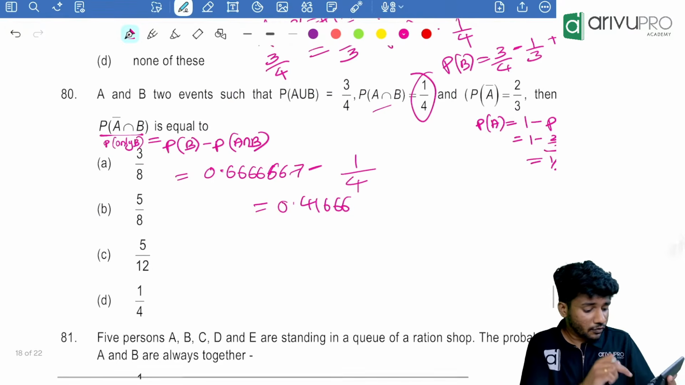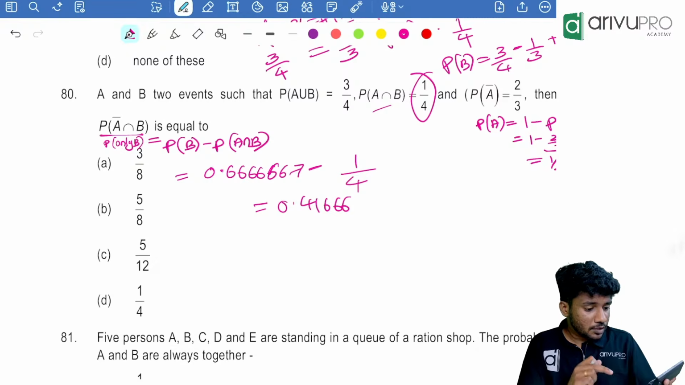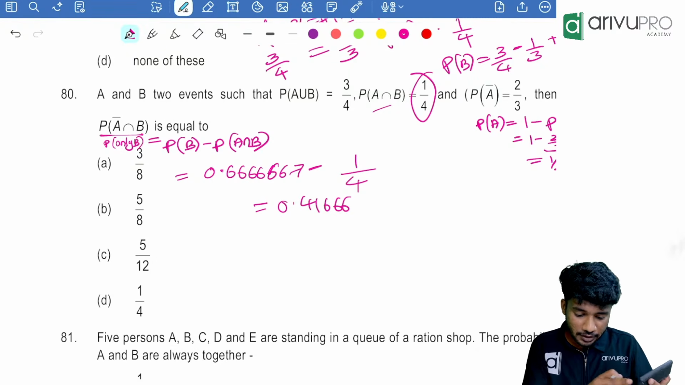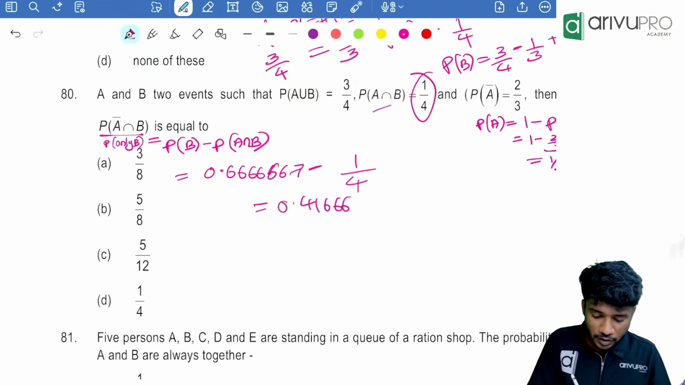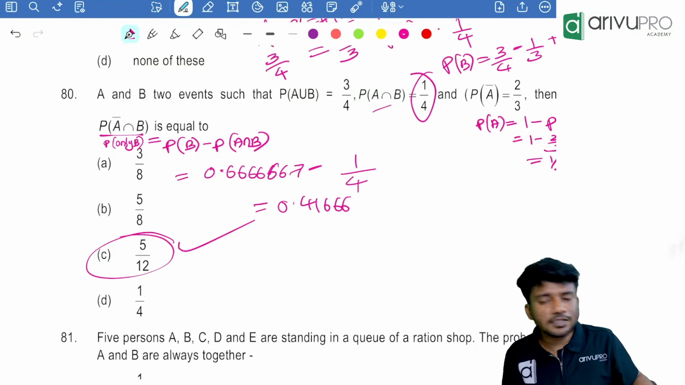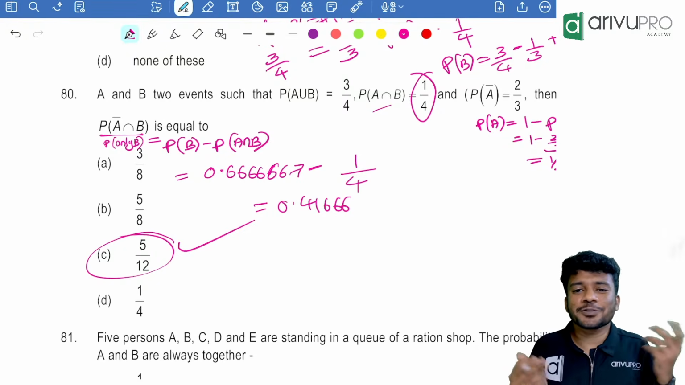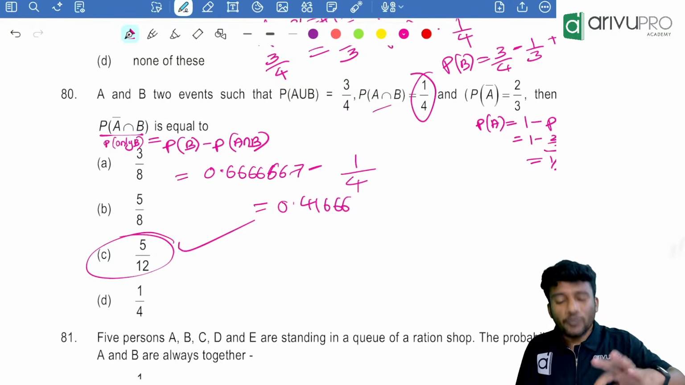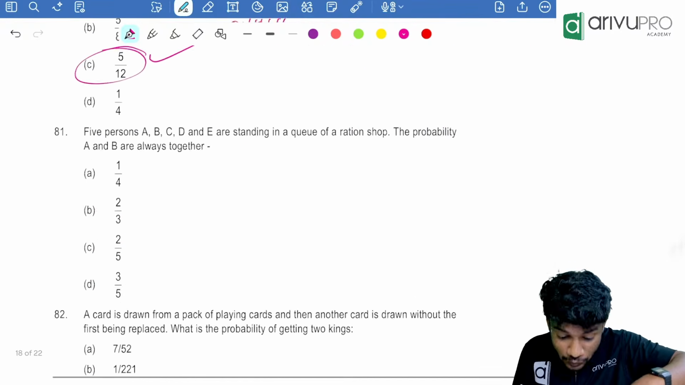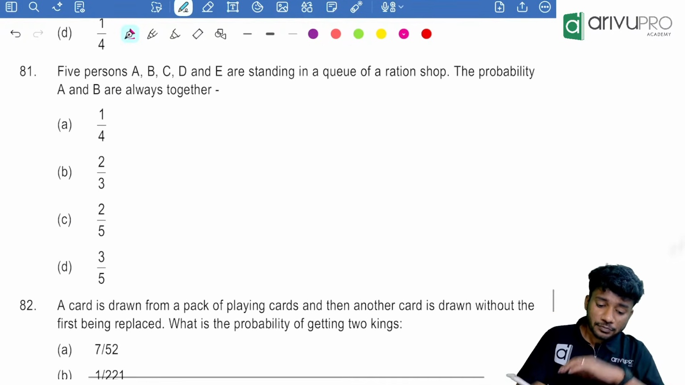Now everyone do it. 5 by 8 is how much? 0.6. 3 divided by 8 is how much? That is 0.35. 5 divided by 12 is how much? 0.41666. Which option is the answer? Option C is the answer. So this is the way, people. You can always use your calculator instead of using LCM. Keep it in your mind.